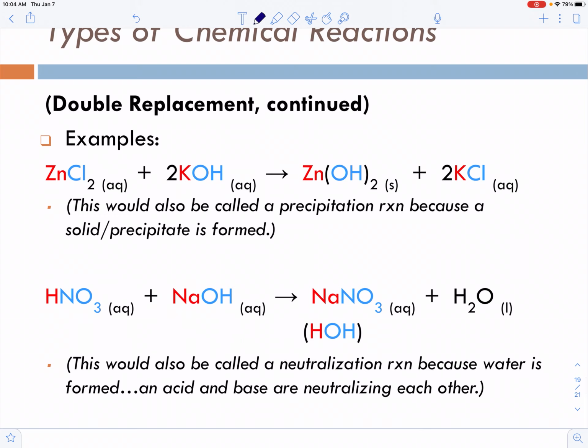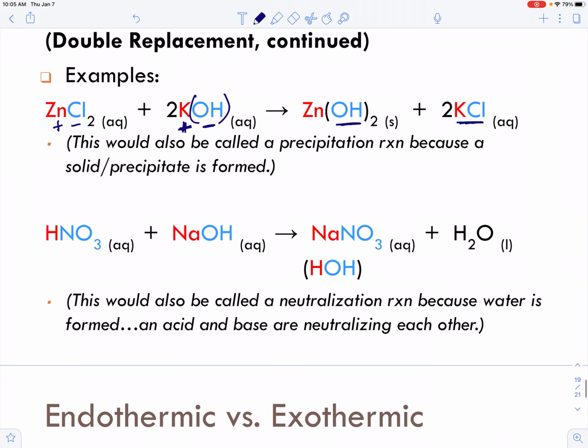So here are some examples of double replacement reactions. So if I'm looking at this, I see zinc chloride and potassium hydroxide. Again, another polyatomic ion. I have a list of them for you that you can reference. And all that's happened here is now zinc, instead of being paired with chloride, is now paired with the hydroxide. And the potassium is no longer paired with the hydroxide. The potassium is now paired with the chloride. They have switched dance partners. Therefore, this is a double replacement reaction. All right, same thing down here.